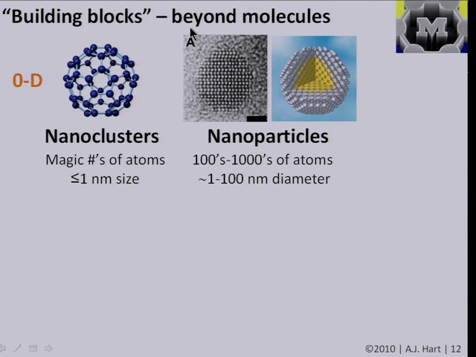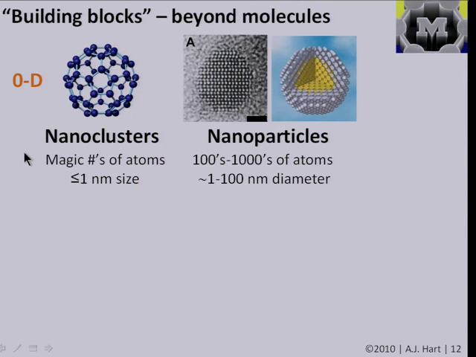So in the field in general, we talk about zero-dimensional structures, or things that are generally round and very, very small, as being called nanoclusters when they have these small numbers, or can have these magic numbers of atoms. And typically, those are around a nanometer or smaller in size. Something like the C60 molecule has 60 atoms, and it's about a nanometer in diameter.